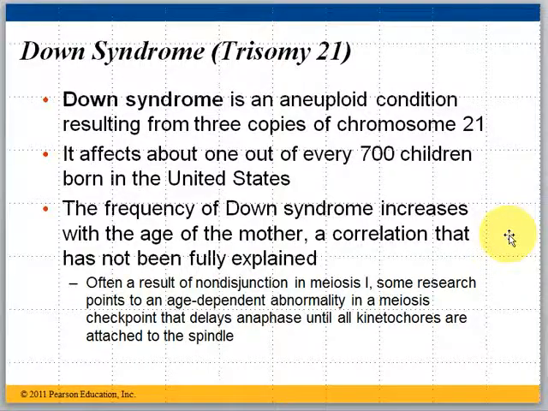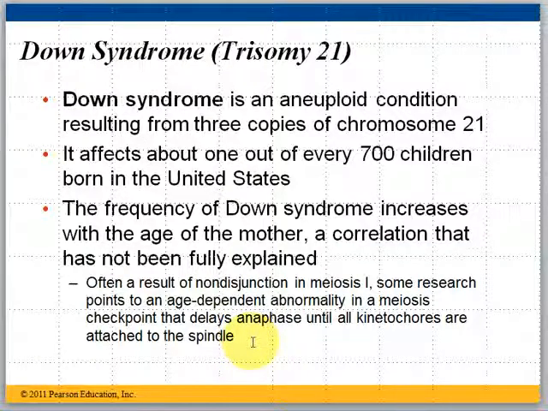Although this is an area of study, we don't know exactly why that's the case, but some of the experiments that have been done say it's often a result of non-disjunction in meiosis 1. So remember in meiosis 1, when those homologous chromosomes are separating, you might have a problem there. And some of the research says that there's an age-dependent abnormality in a meiosis checkpoint that delays anaphase until all kinetochores are attached to the spindle.